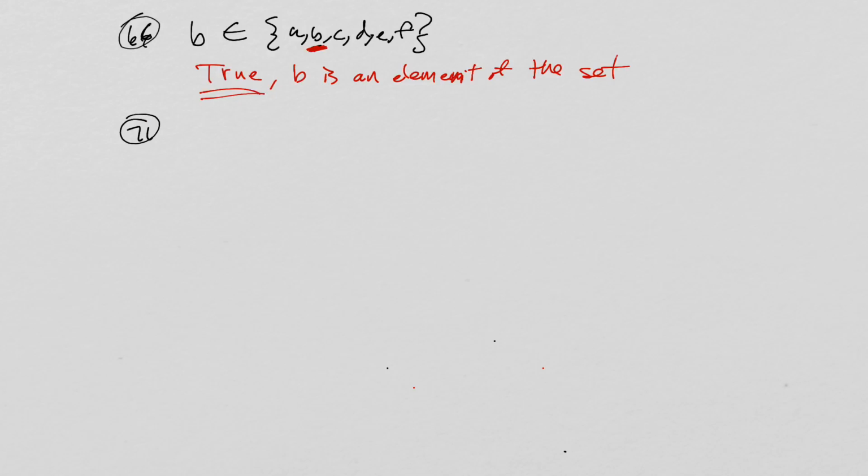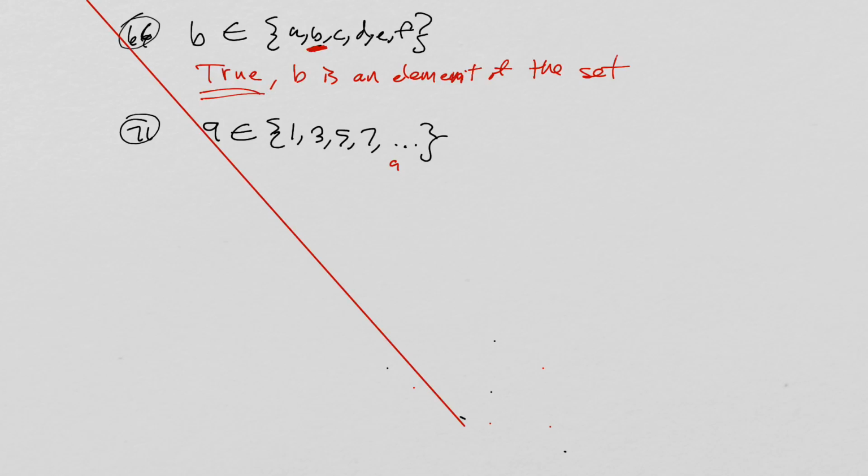So 71 is 9 is an element of 1, 3, 5, 7, and so on. So those look like natural numbers that are odd. And so 9 would be a part of that. So this also would be true if you finish the pattern. So this is also true.